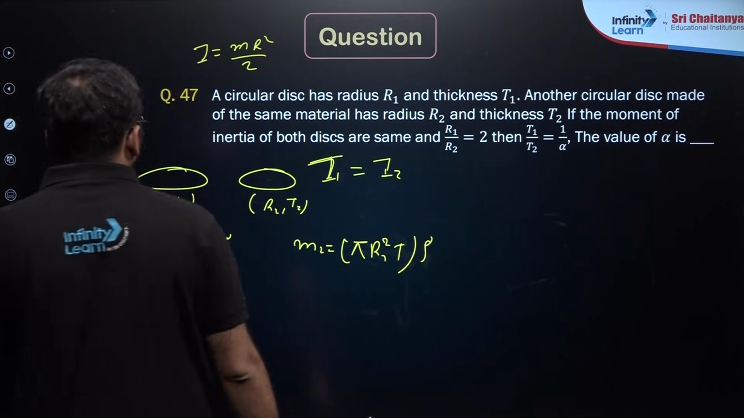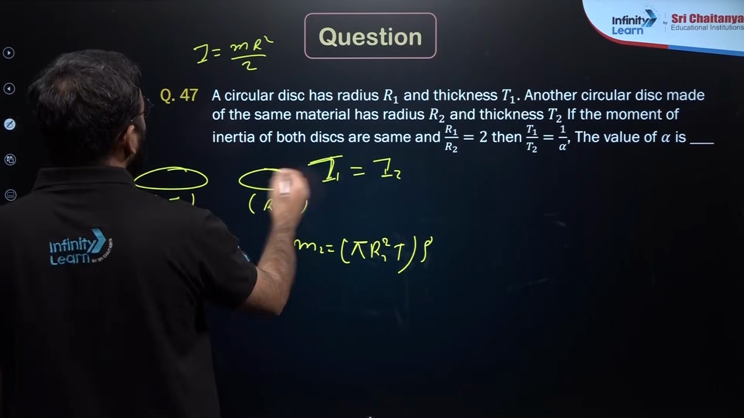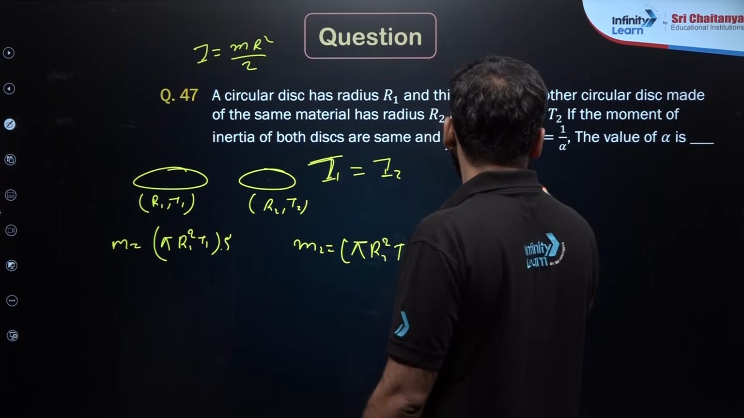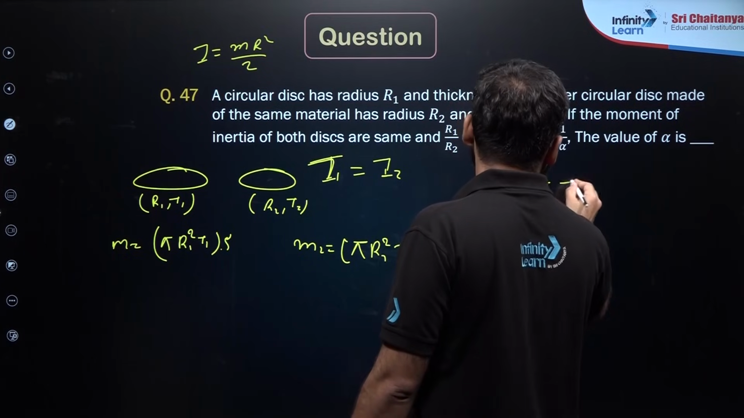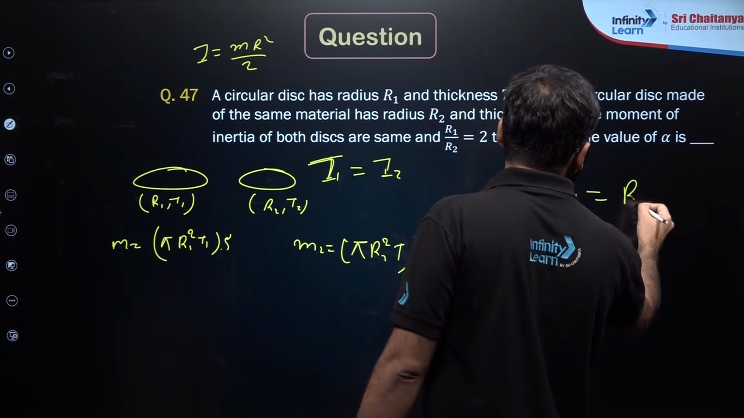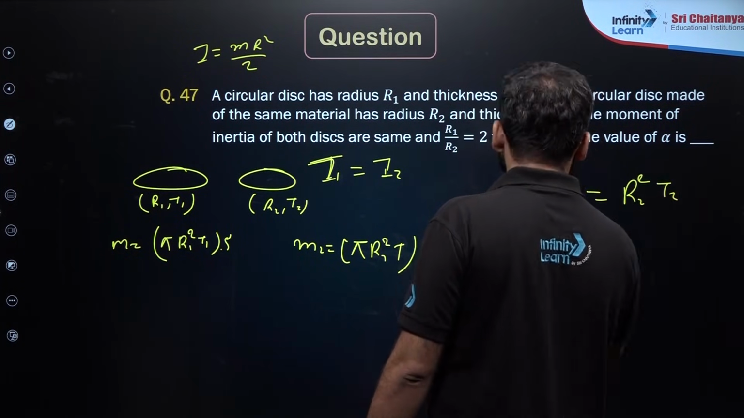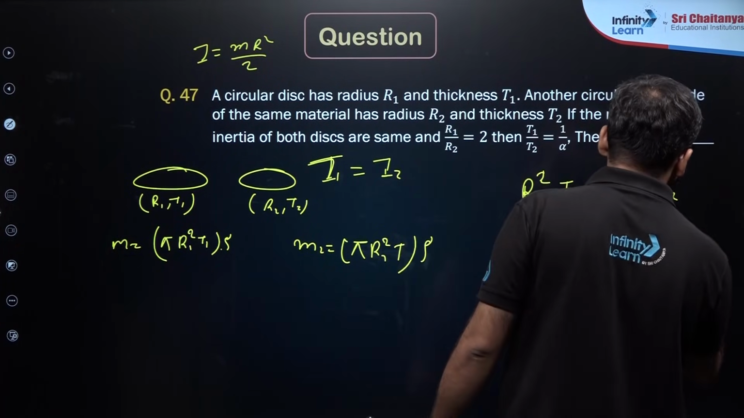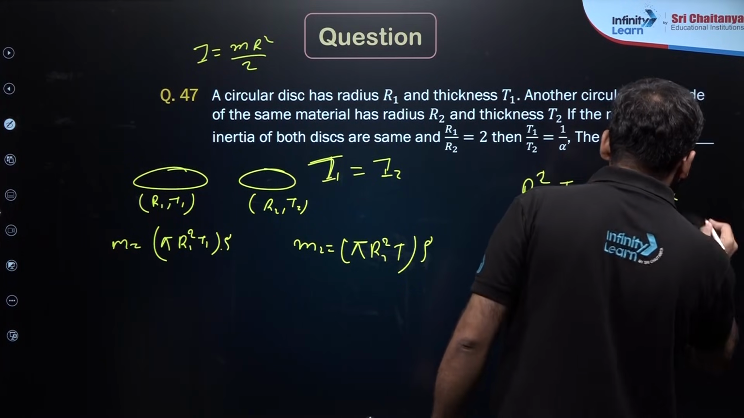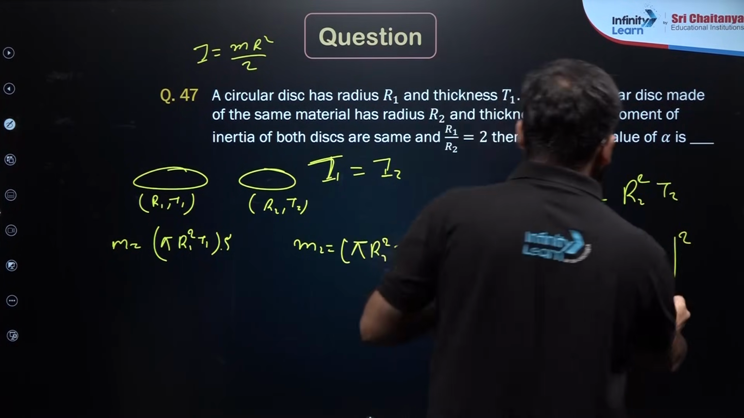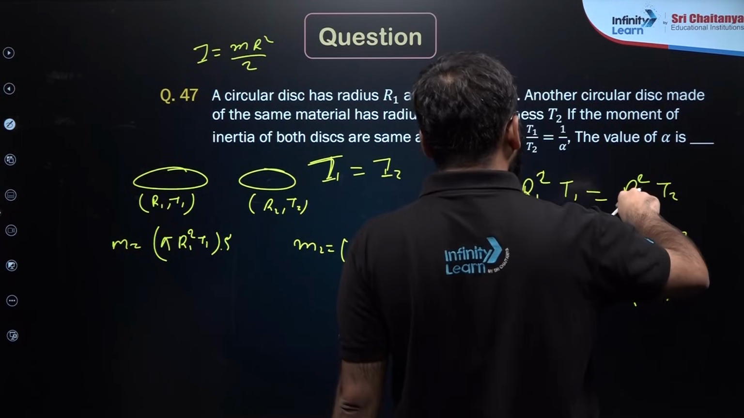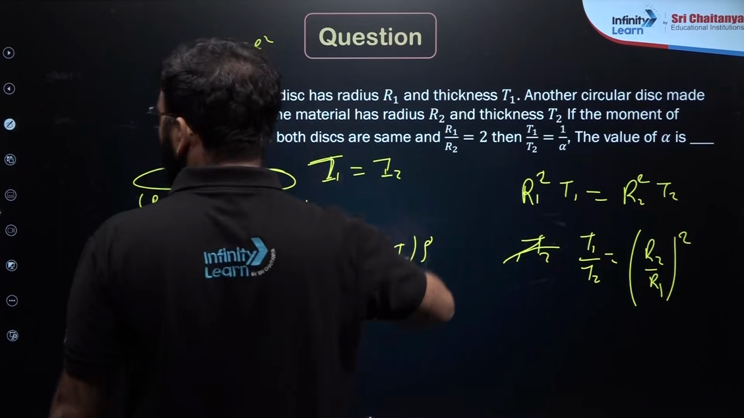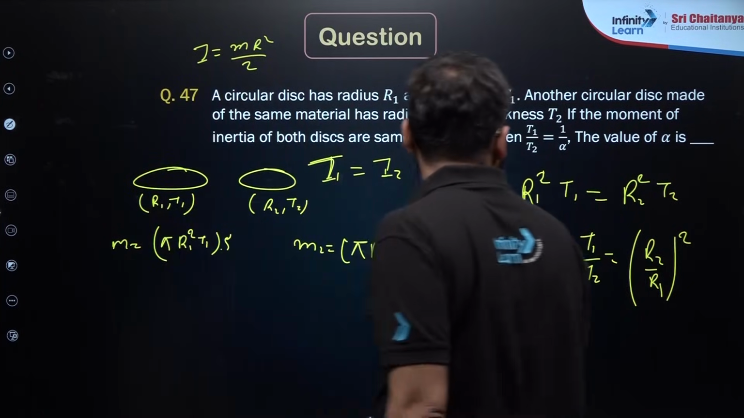Here both are equal, so 2 to 2 cancels out, rho to rho cancels out, pi to pi cancels. So r1 square t1 equals r2 square t2. So T1 by T2 they will ask. T1 by T2 equals R2 by R1 whole square. So R1 by R2 equals 2, so 1 by 2, and 1 by 2 squared equals 1 by 4. Okay, somewhere I will just recheck this one.